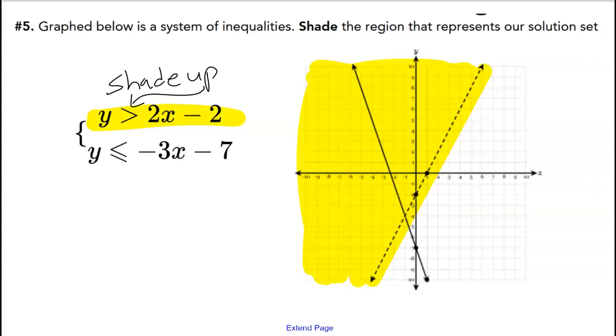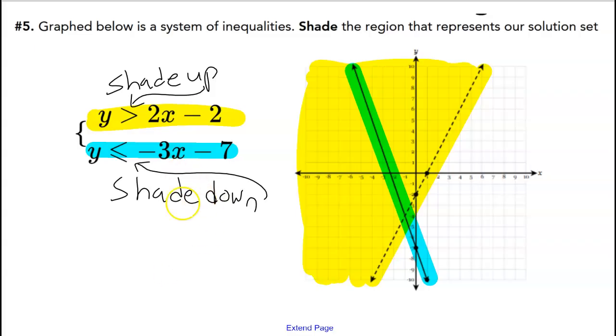Alright, now we're going to look at this next one. I use blue here. It's going to make sense why in a minute. I've got y is less than or equal to negative 3x minus 7. Notice how it's equal to, and that's the solid line. You can also tell at the y-intercept. Notice how the yellow one starts at negative 2, and the blue one starts at negative 7. Since it's less than, we already got the solid, we're going to shade below that. We're going to shade down.